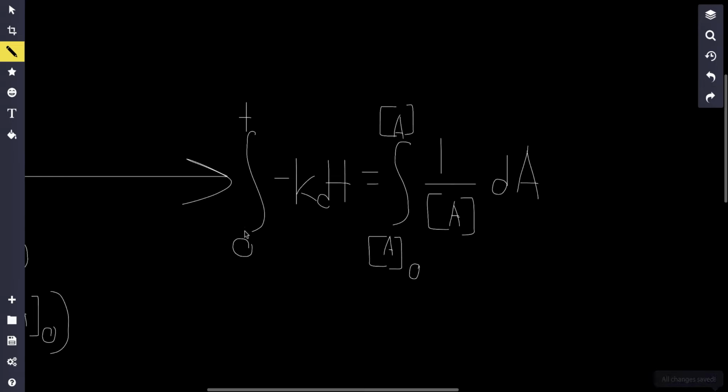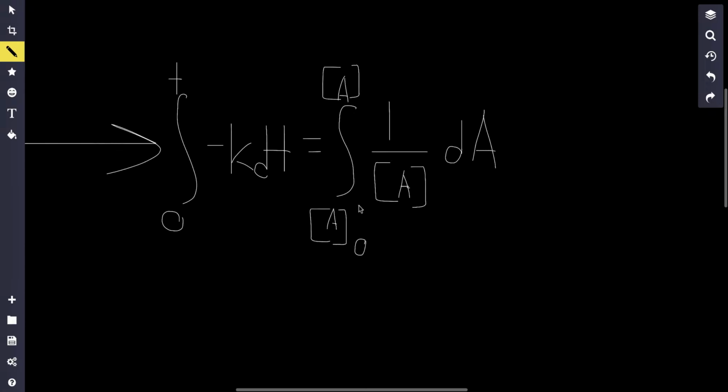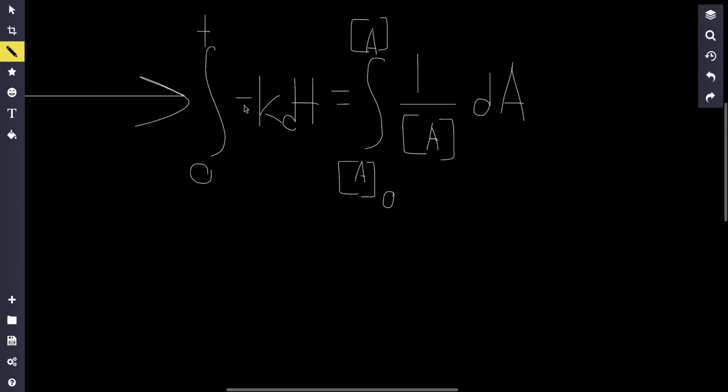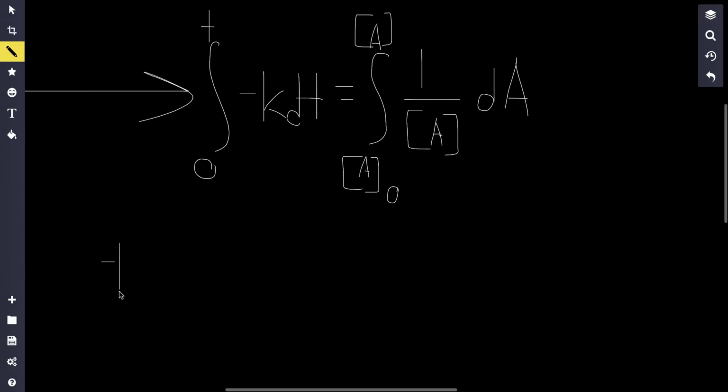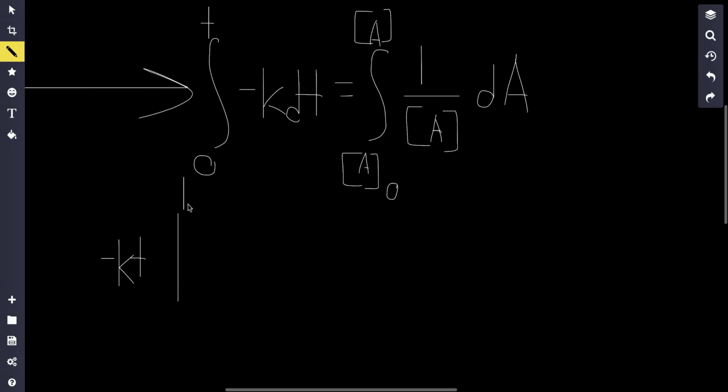So notice how this is our change in time. This is our change in concentration. So that matches up with what we were dealing with before. And now when we integrate this, it's going to be negative k and then t, evaluated from t equal to 0 to t. So that's just going to stay the same, right? Because the 0 doesn't have an effect on this.